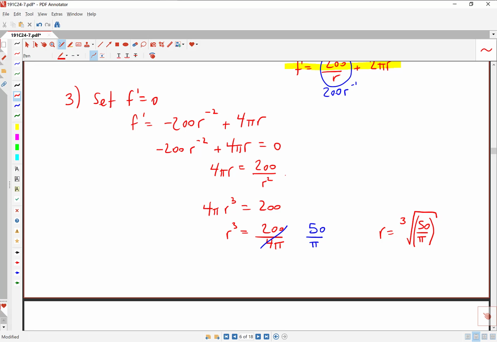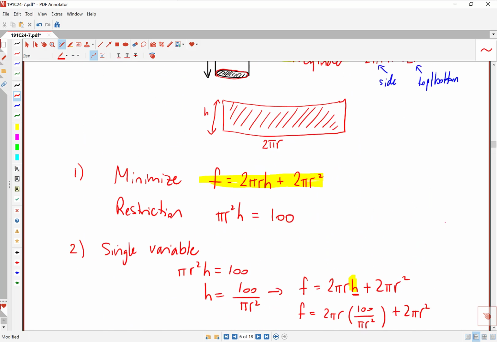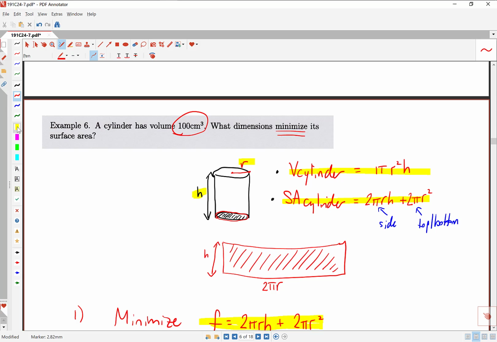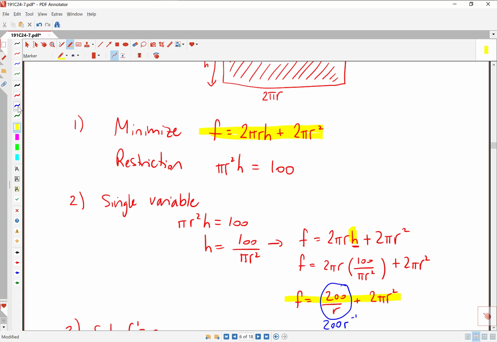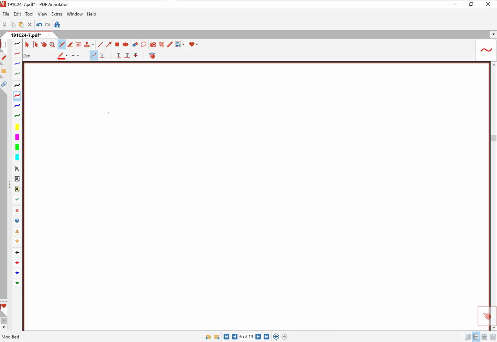So let's scroll back to the question for a second, and we'll just figure out what quantities we need to give in our answer. So the question was asking us to find the dimensions, or what dimensions minimize the surface area. So meaning we need to give both R and H in our answer. Okay, that means we're going to need our formula for H, which we had right about here. We'll use that to find our H value at the end of the problem. So let's just jump to a new page here to finish up. So by the end of step 3, we had found that R was the cube root of 50 over pi.